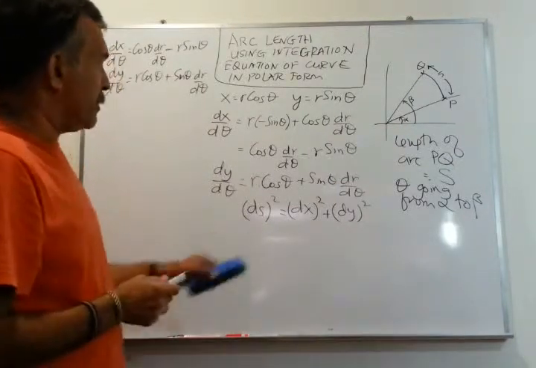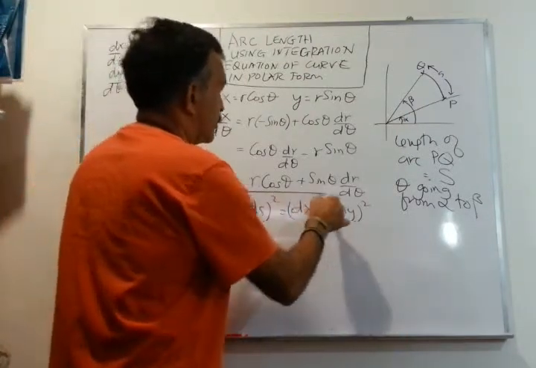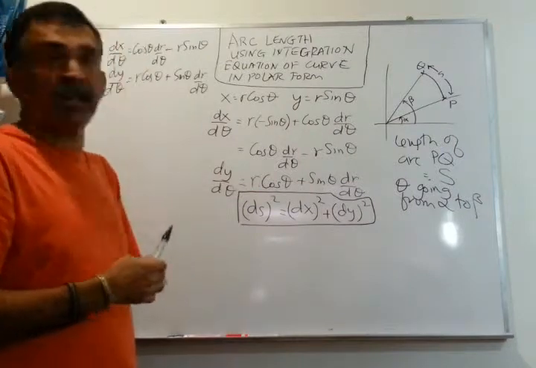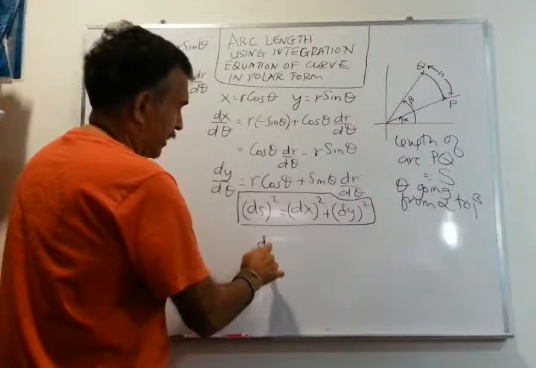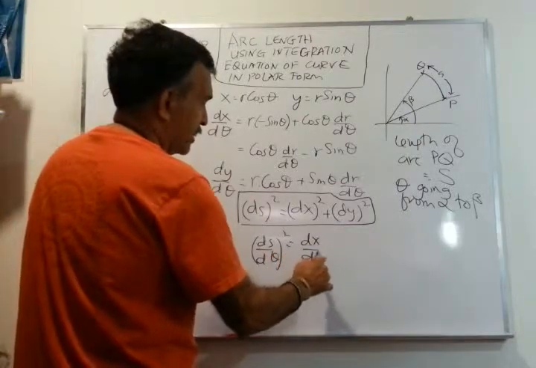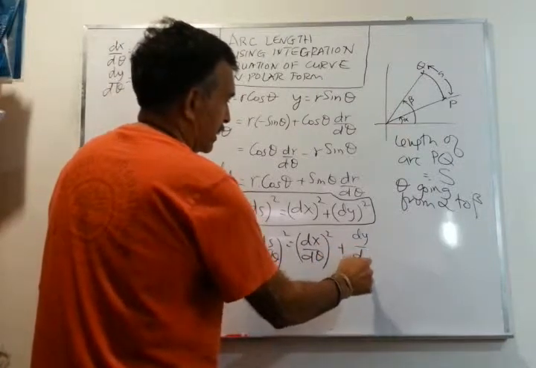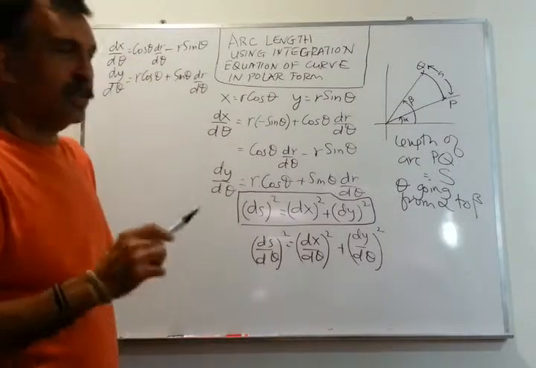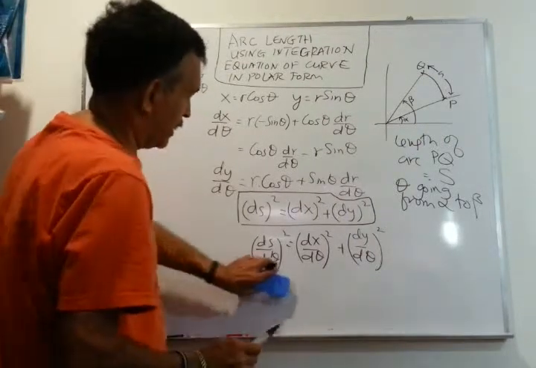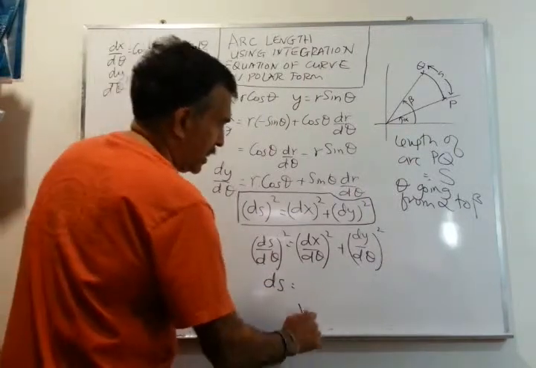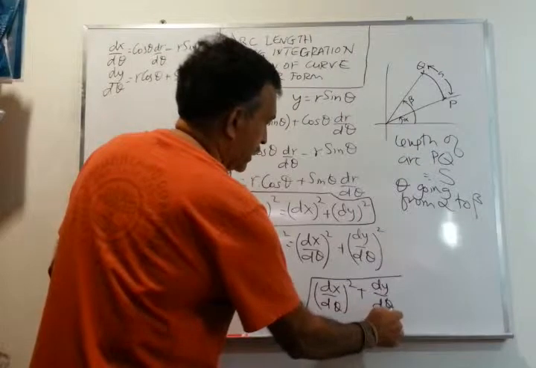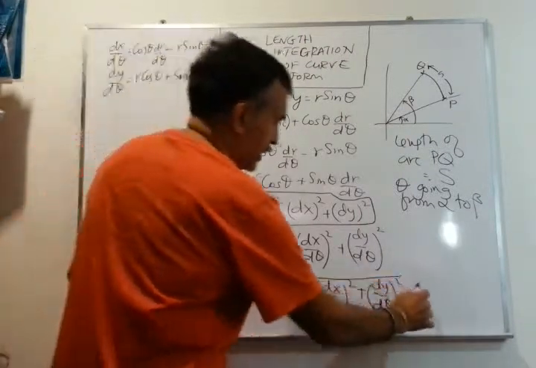Great. So, coming back to our expression that I said is extremely useful, ds squared equals dx squared plus dy squared. You can imagine we are going to divide throughout by d theta squared. So we will have ds d theta the whole thing squared equal to dx d theta the whole thing squared plus dy d theta the whole thing squared. Now we are going to write this as ds equal to the square root of dx d theta whole thing squared plus dy d theta whole thing squared, and don't forget to bring up the d theta.